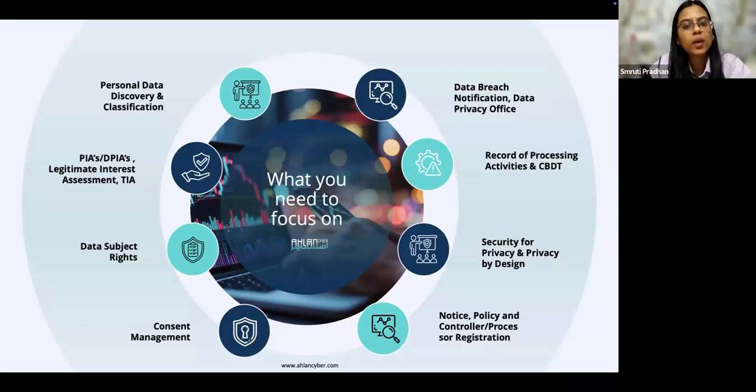Once you identify where the personal data lies within your organization, you need to conduct certain assessments in order to gauge the privacy risk within your organization. That is where you have to conduct privacy impact assessments. You have to conduct certain other assessments that are expected from the law, that is legitimate interest assessments, transfer impact assessments, and other requirements.